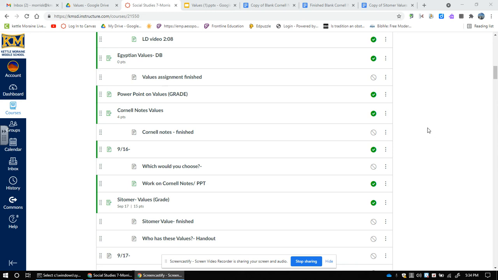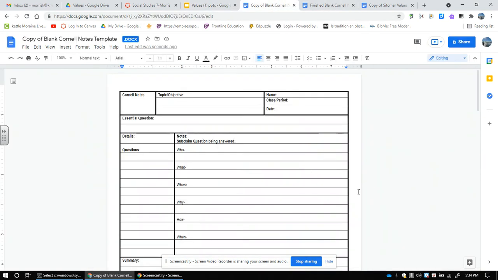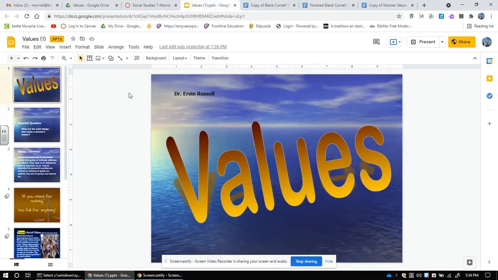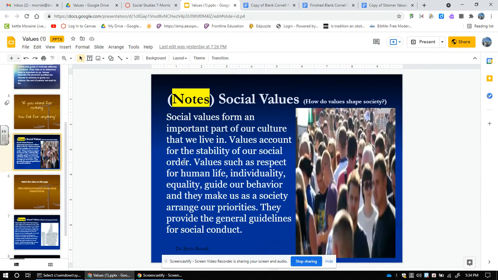So I have a couple of things I've opened up, and we're doing the values. So we're on the values unit of cultures. I have our PowerPoint on values, and I also have a blank copy of our Cornell notes open. As you know, I go down here and get to our first section of notes.